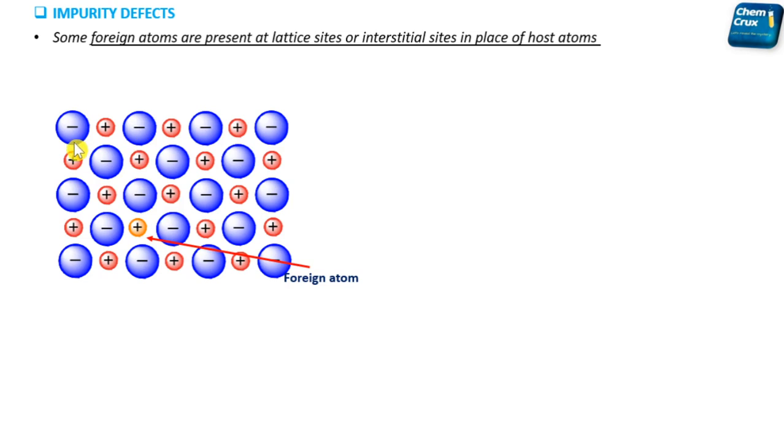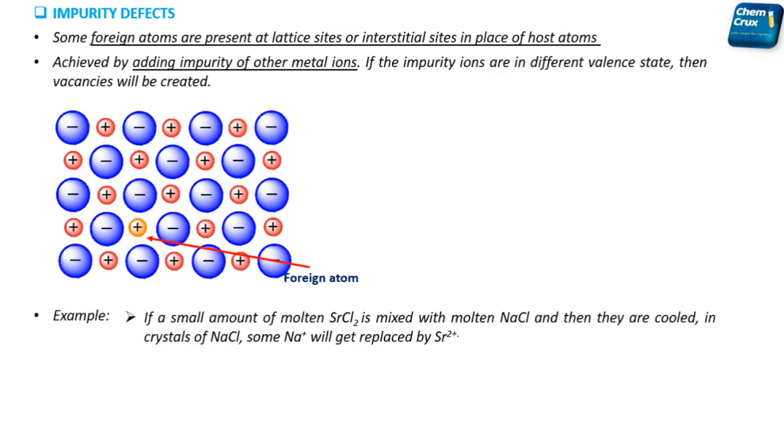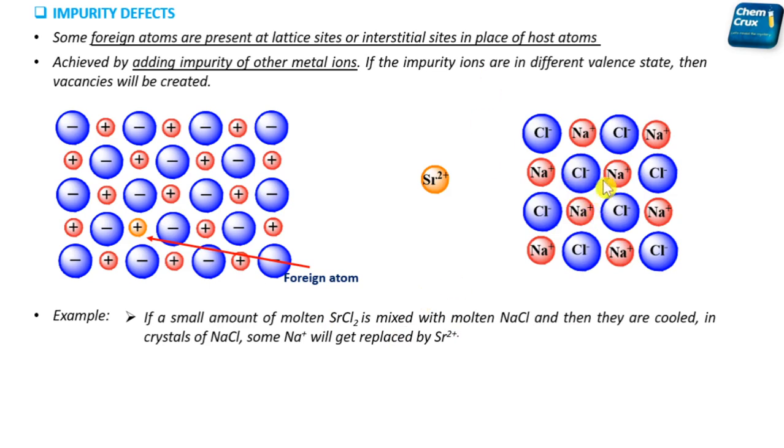This is achieved by adding impurity of other metal ions, and if the impurity are in different valence state, then vacancies will be created. Let us try to understand this with the help of an example. Suppose a small amount of molten strontium chloride is mixed with molten NaCl and then they are cooled. Here I have shown NaCl crystal and this is strontium 2+ from strontium chloride. Strontium 2+ is the impurity of other metal ion. Here Na+ will get replaced by strontium 2+.